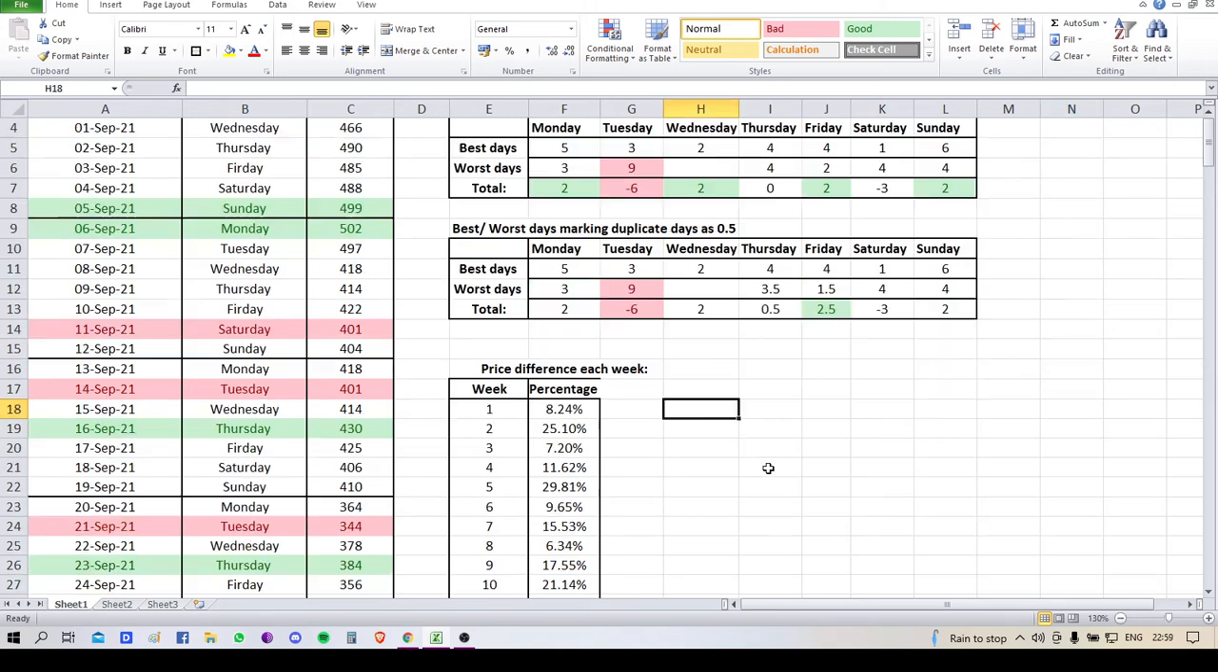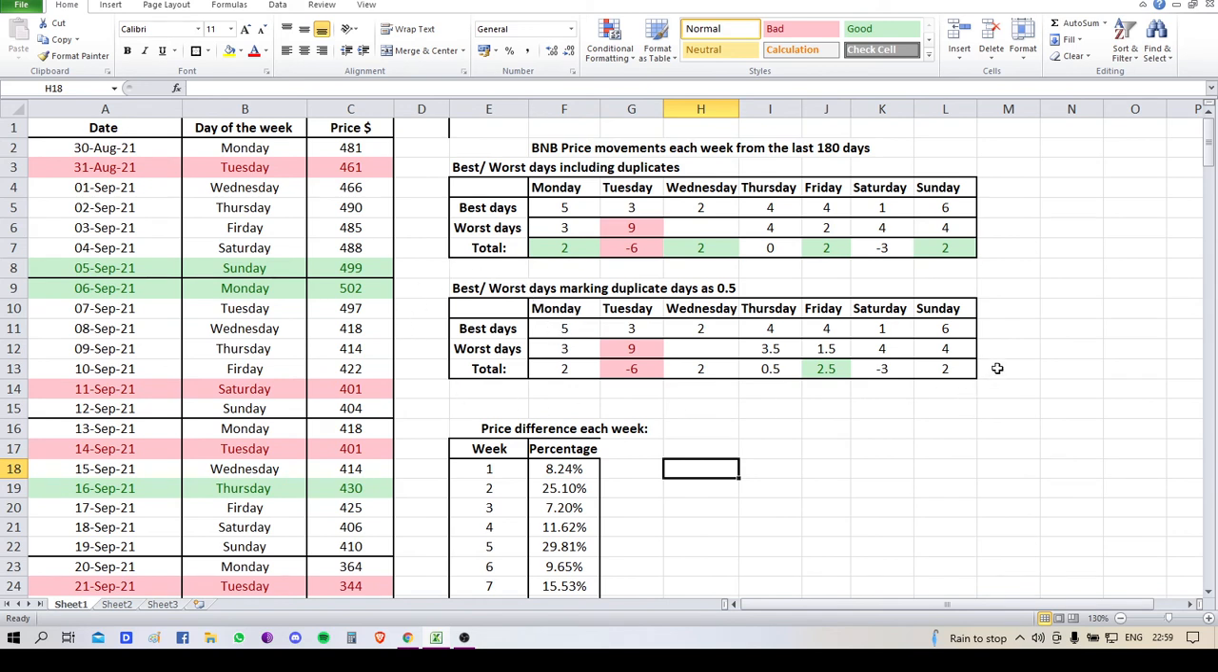Now, the bottom diagram, once again, I included duplicates, but instead I marked them as half points. If there are 2 duplicates, each of the days gets half a point. If there are 3 duplicates, they get 0.33 points, and so on. So once again, no dominance in terms of positivity. In terms of negativity, the most dominant, once again, is Tuesdays. Most positive ones are on Fridays, followed by Saturdays, or even Tuesdays.